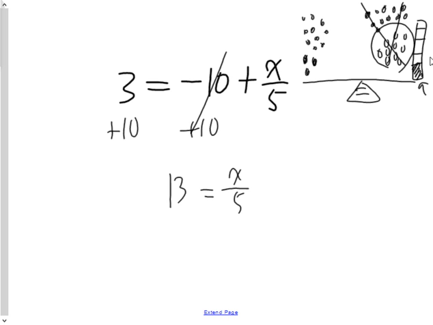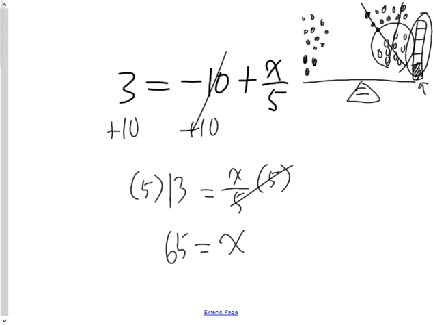Now, how many of these right here does it take to make a full x? It takes 5 of them. So numerically, I'm going to multiply this side by 5 and this side by 5. And I have x equals 65, which is the value that it is. So x equals 65.